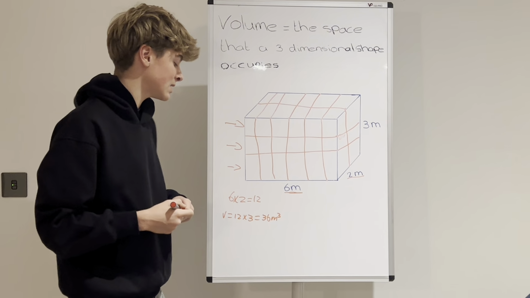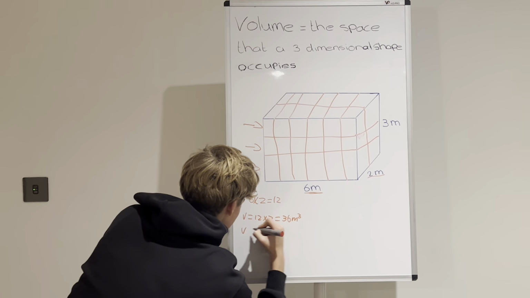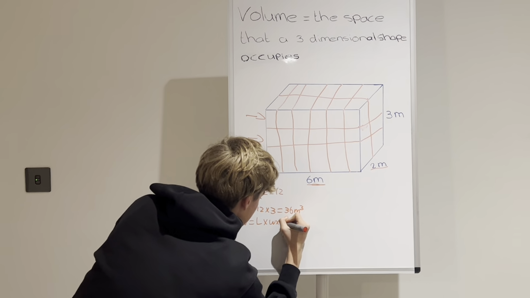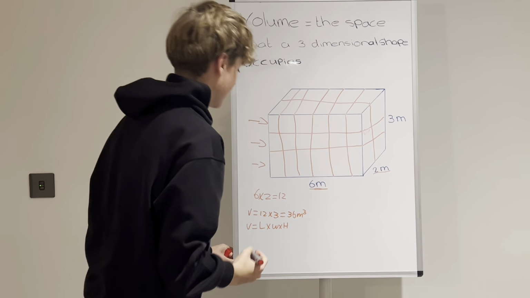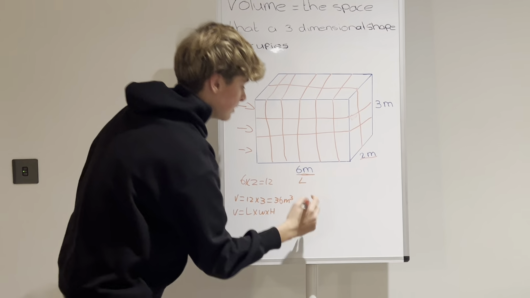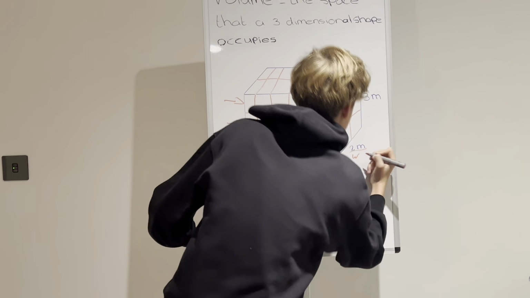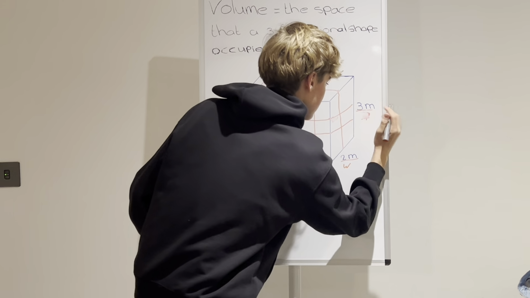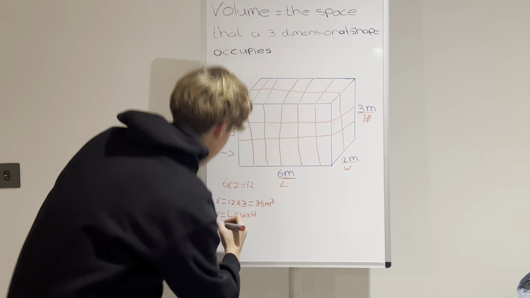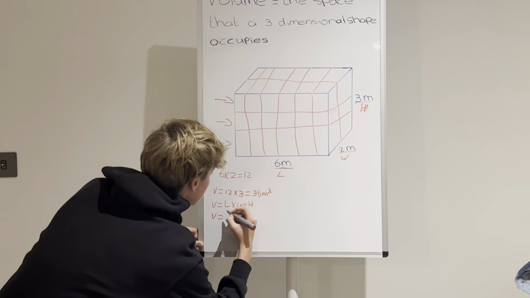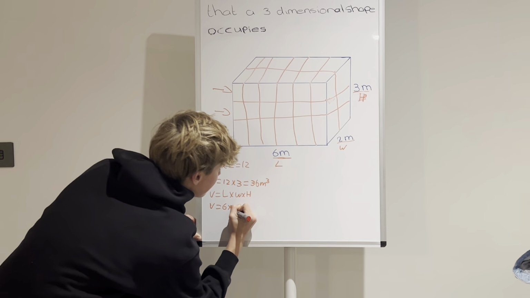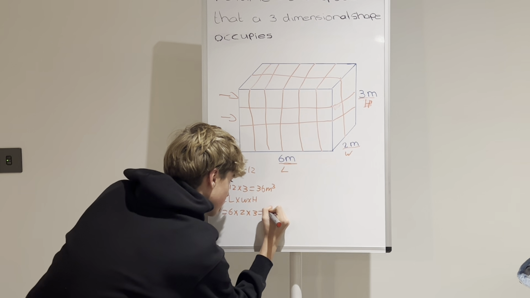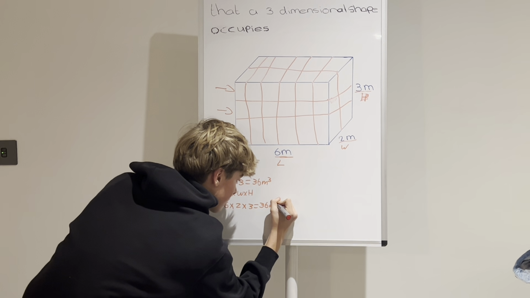You can also calculate this by doing volume equals length times width times height, which in our example, the length is 6, the width is 2, and the height is 3. So let's put that into our formula right here. It will be volume equals 6 times 2 times 3, which is also equal to 36 cubic meters.